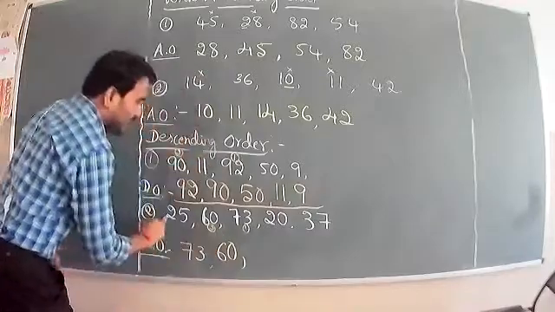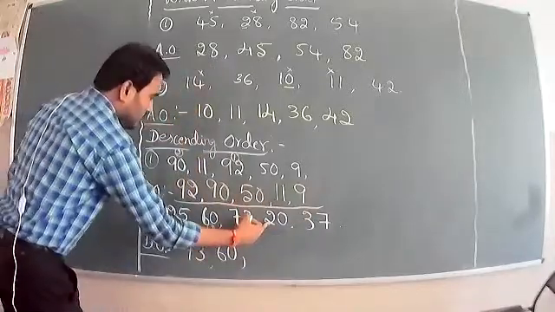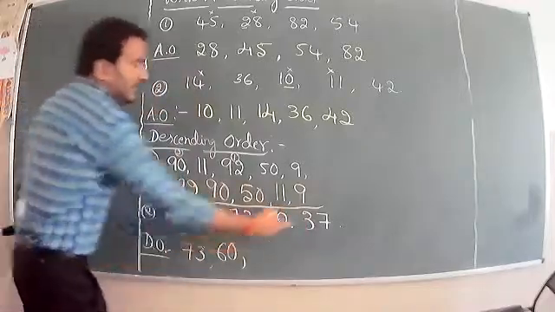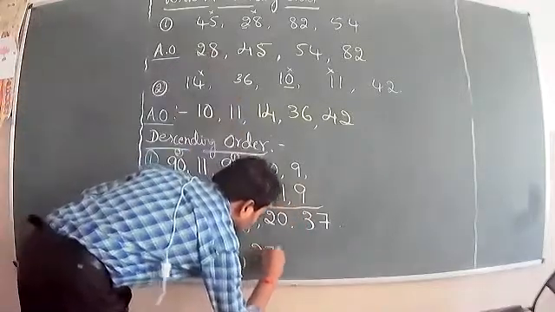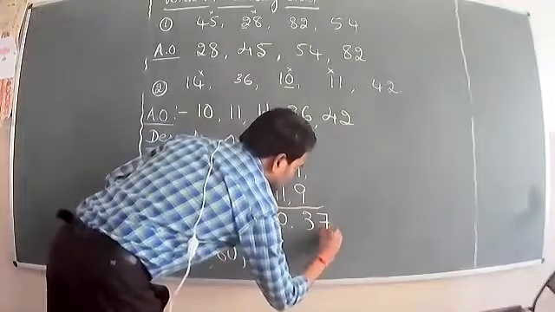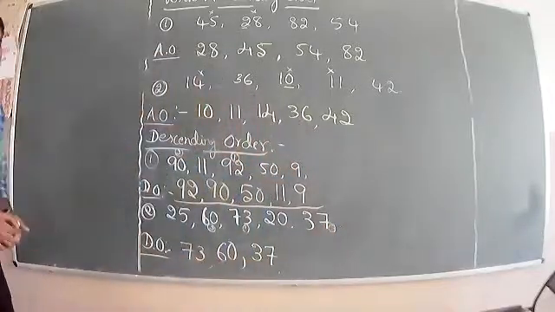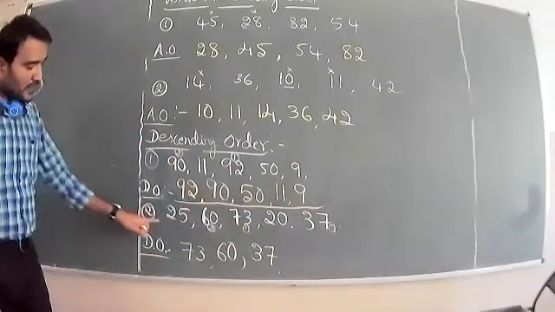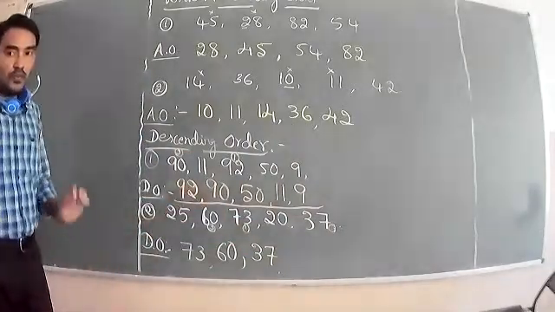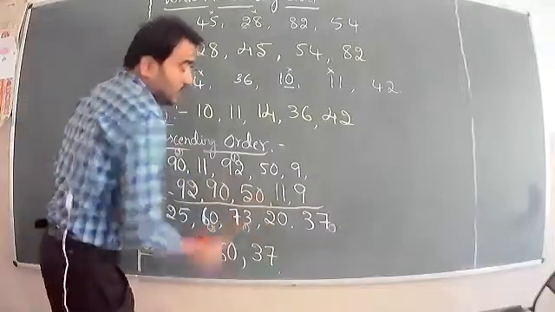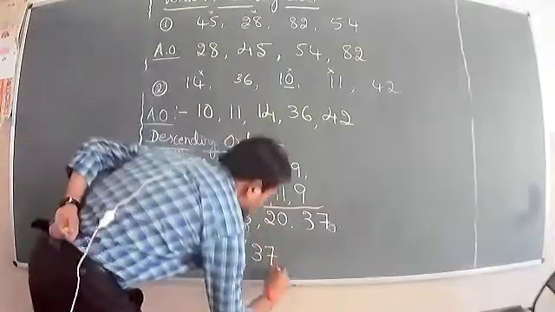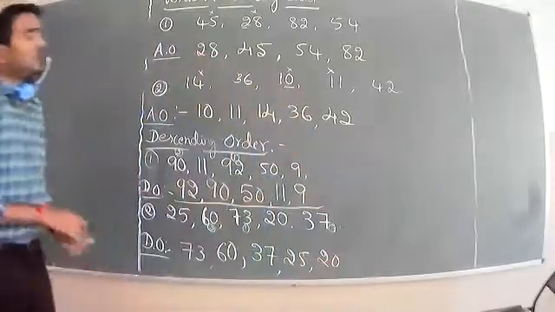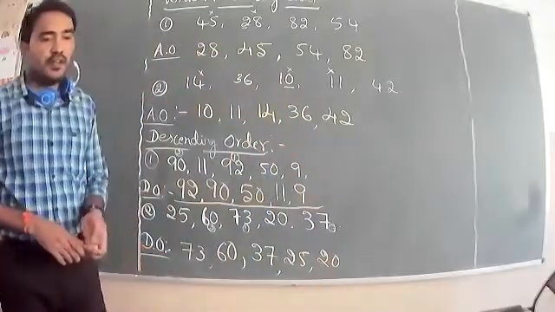Third one, remaining 3 numbers: here 3, here 2, here 2. Which number is greater? The tens 3 is greater. Now third one is over. Next, fourth one: 25, here 20, 20. The tens values are the same, so check the ones places. Here 5, here 0. So 5 is greater. The remaining is 20. So this is called descending order and ascending order.